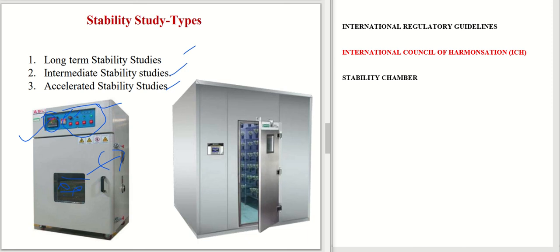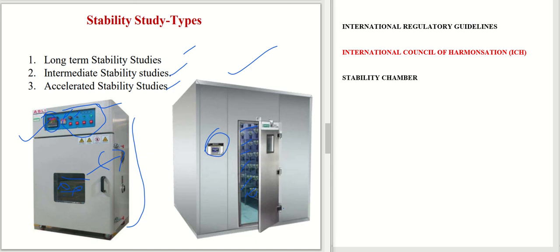So this is the normal chamber that we see in the laboratory, whereas in industry, on a large scale, we will see a much larger chamber to carry out stability studies. It will be very huge, like a big room. You need to enter it. You'll have so many chambers. We'll be putting all these containers for testing inside, and then we'll be setting up the controls. This is about the stability chamber.